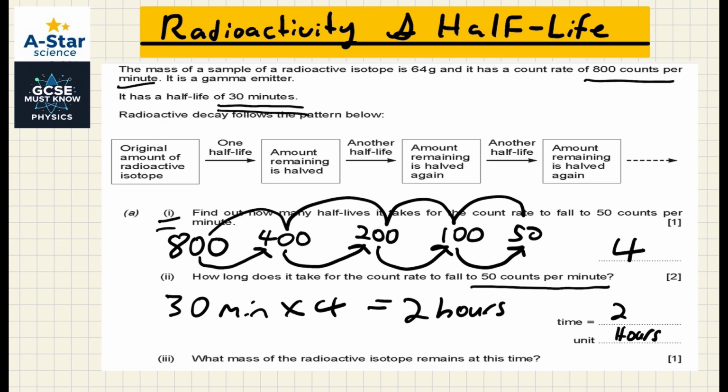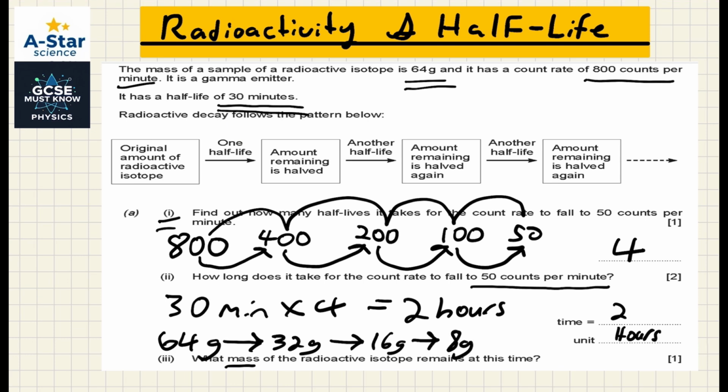Good. And then finally, it says what mass of the radioactive isotope remains at this time. Well, we started off here with 64 grams. We just need to do 4 half-lives. So 64 grams will become 32 grams. That's 1 half-life. 32 will become 16 grams. That's 2 half-lives. That becomes 8 grams. That's 3 half-lives. And then that becomes 4 grams. So you can see we did 1, 2, 3, 4. 4 grams will be remaining after these 4 half-lives.